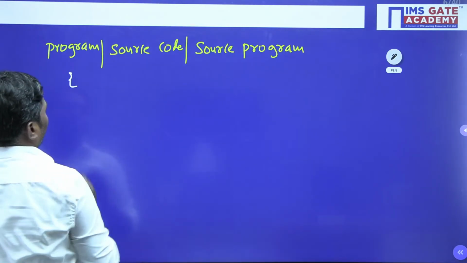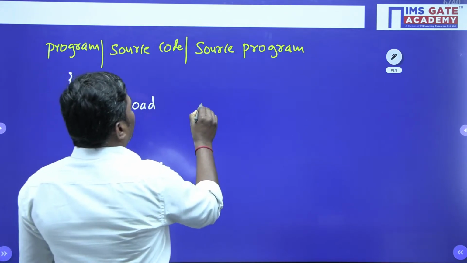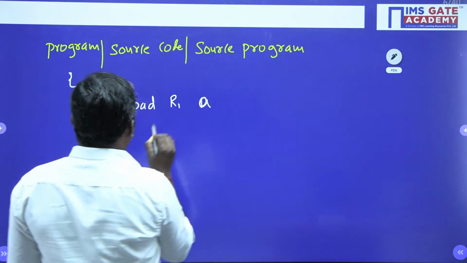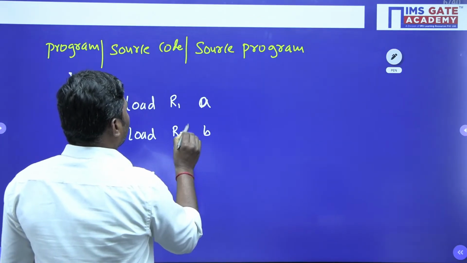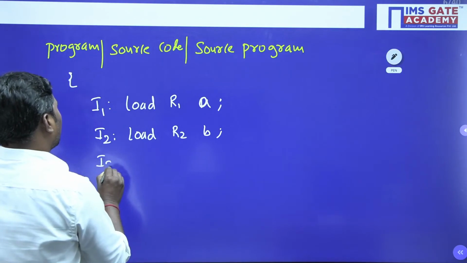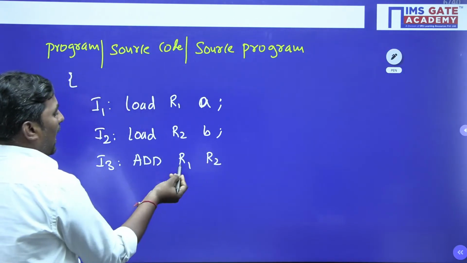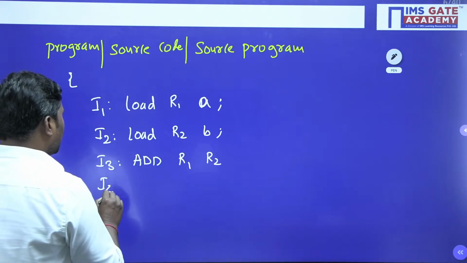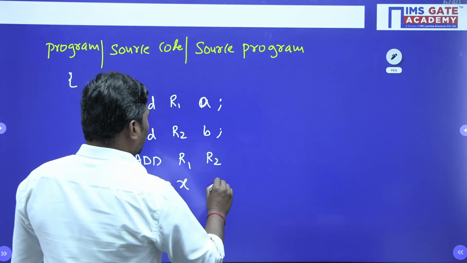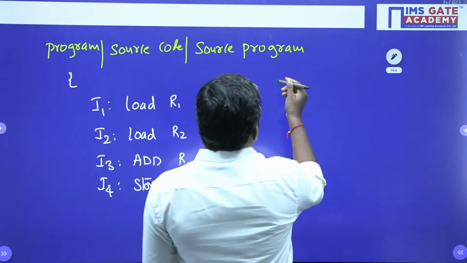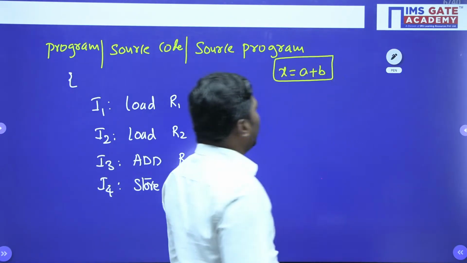Let's take this program as a set of instructions. Instruction 1: load memory location A into register R1, as an assumption. Instruction 2: load B into register R2. Instruction 3: add R1 plus R2, storing in R1. Instruction 4: store R1 into X. So there is a problem: X equal to A plus B, I want to compute it.